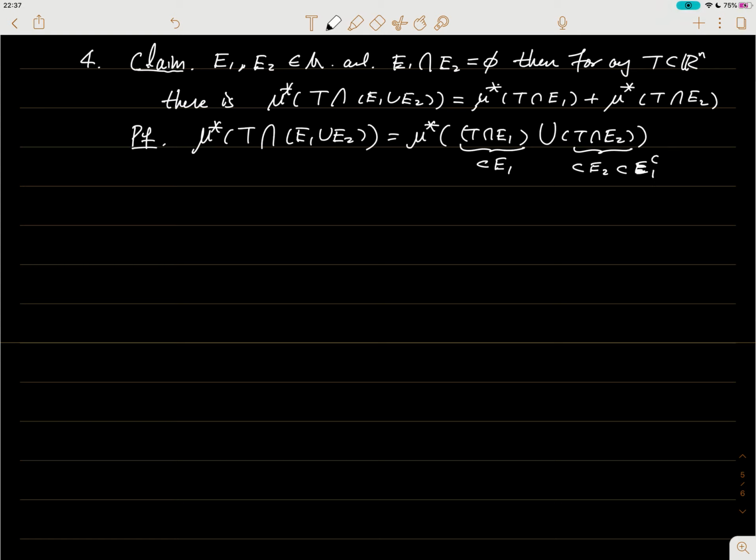So previously we said that if you have a union of two sets, and the two sets can be separated by a measurable set, then the outer measure of the union of these two sets is equal to the sum of the individual outer measures. So here we have, this is contained in E1, and this is contained in E1 complement. That means these two sets are separated by E1. So we know that the outer measure of their union is just the sum of their outer measures. Just have this.